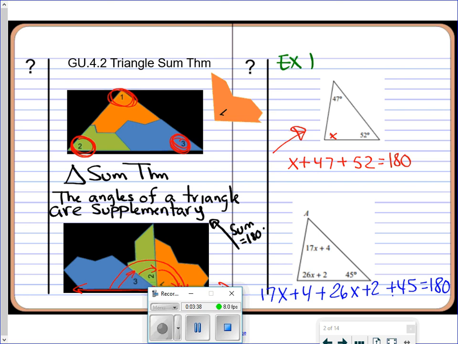All right, so hopefully you wrote something that looked like that. Now, how you put the pieces together in different order, since it's adding, it doesn't matter which one you're putting in first. I happen to put 17x plus 4 there. Maybe you started off with the 45. Maybe you started off with the 26x plus 2. But for sure, the three pieces are added together to equal that 180 degrees.